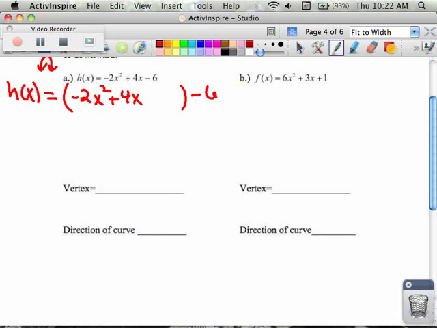Now, since there's a number in front of the x that's not a 1, like the other ones have had, we have to pull that out of the parentheses. When you complete the square, you're never allowed to have anything in front of the x other than a 1, which we don't write down. So I'm going to factor out the negative 2. Here's what happens next. I have negative 2 times, parentheses, x squared minus 2x, parentheses, minus 6.